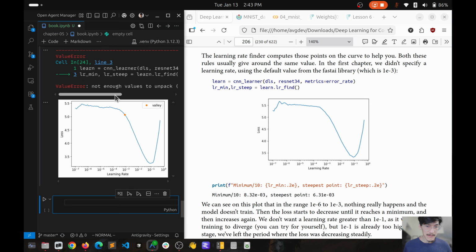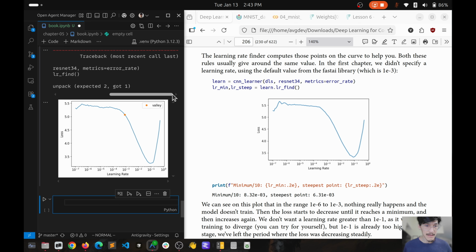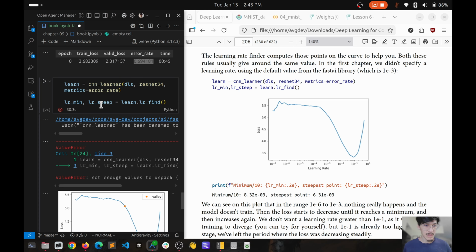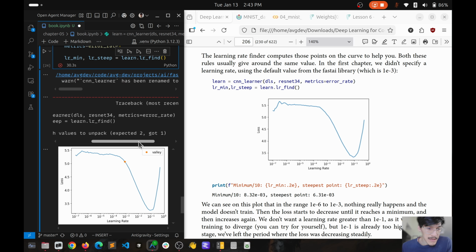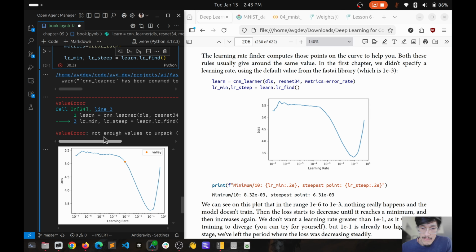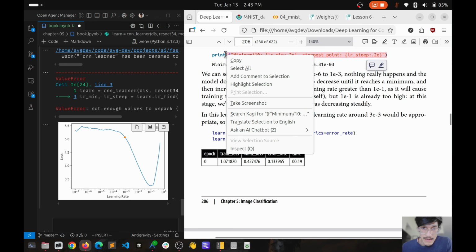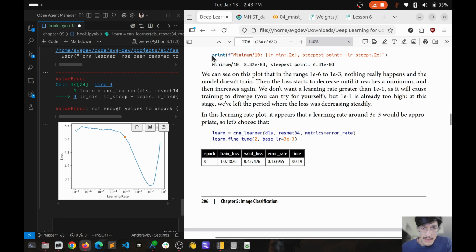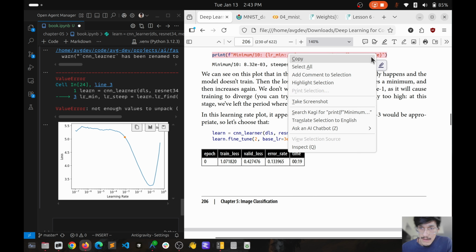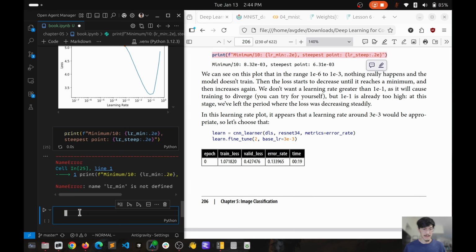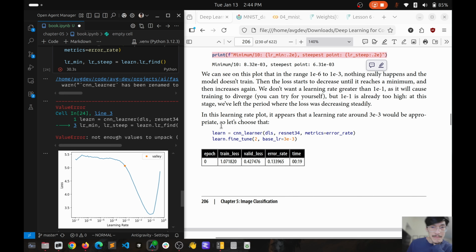Okay. Not enough values to unpack. Why? Expected two, got one. Not sure why, but it looks like we are okay. Oh, I forgot to print this. Let's print this here. But it got an error here, so let's see what happens. Not enough values to unpack. Why?